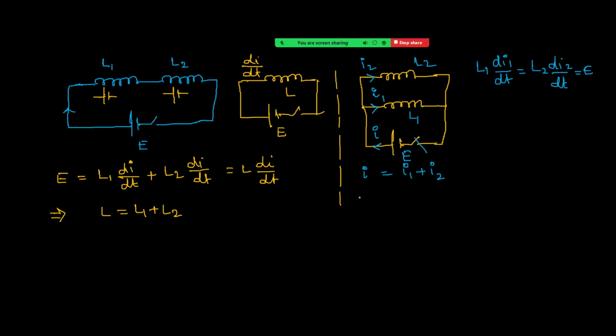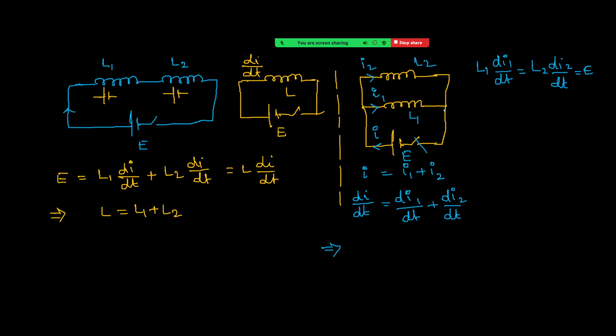Next, differentiate this and see what we get. di by dt equals di1 by dt plus di2 by dt. Now, in place of di1 by dt, write E by L1, and in place of di2 by dt, write E by L2.